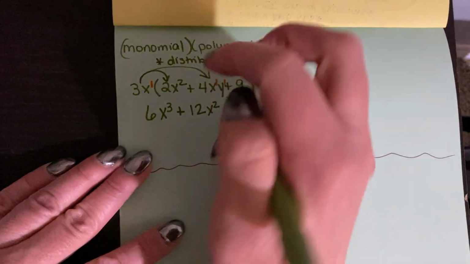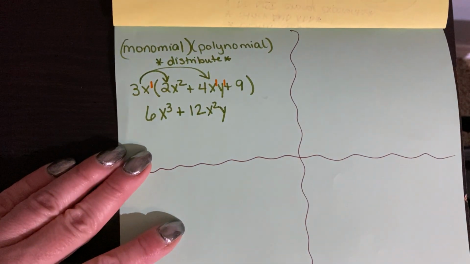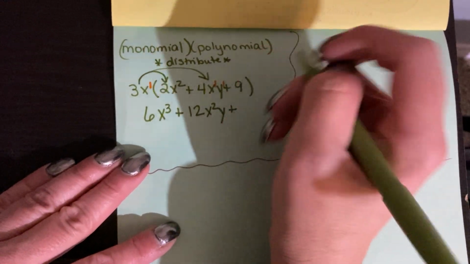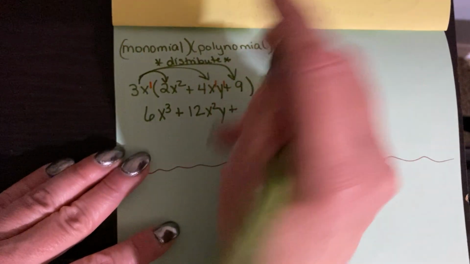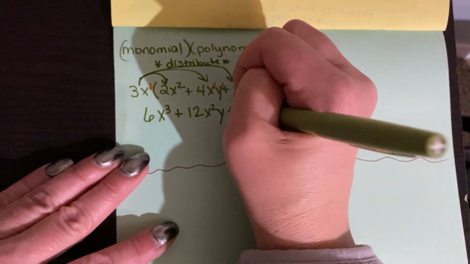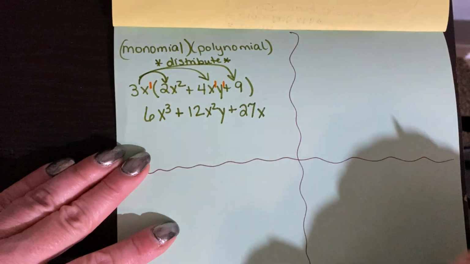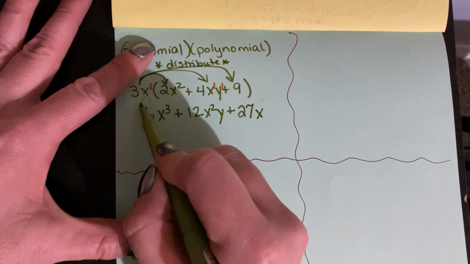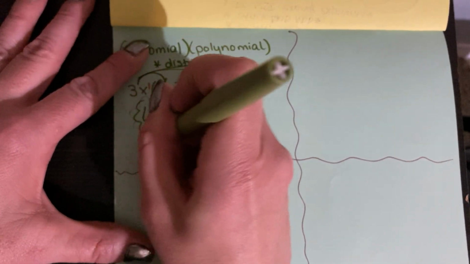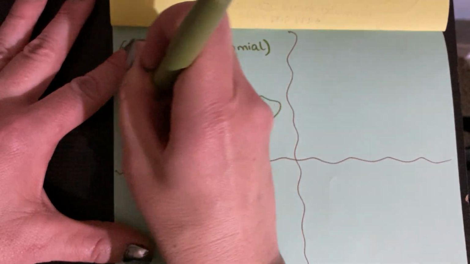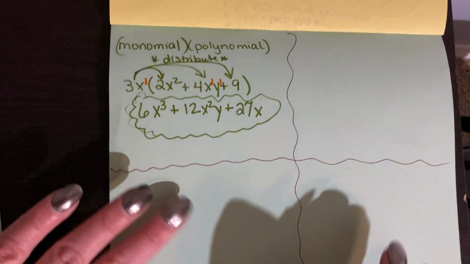And this y doesn't have anything to multiply, so it just gets attached. And the last one, don't forget to go all the way. 3 times 9 is 27. And then this x to the 1 is just hanging out. You can put a 1 on there if you want, or you can finish it. And so, there's your answer. That's a terrible circle.